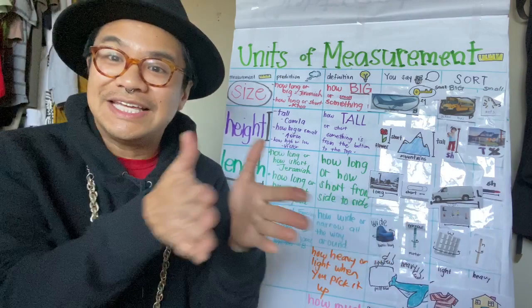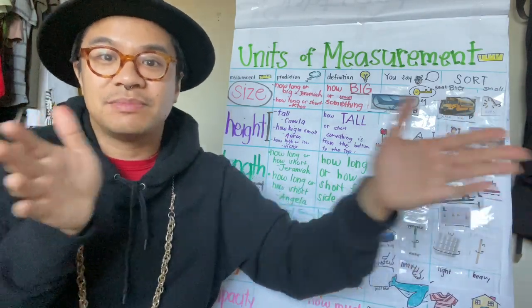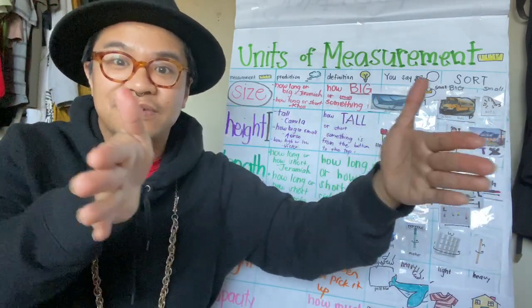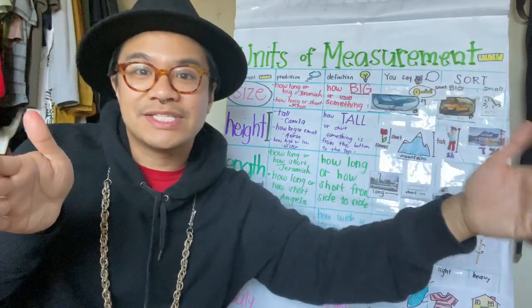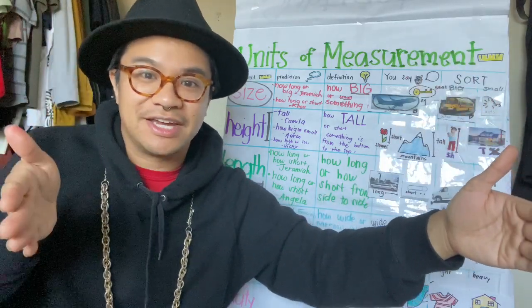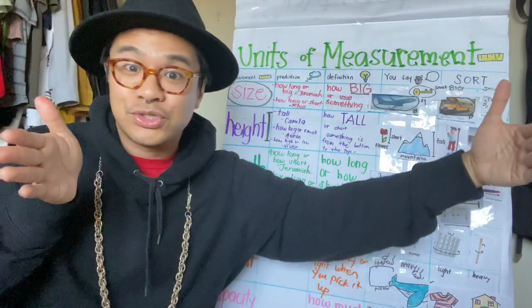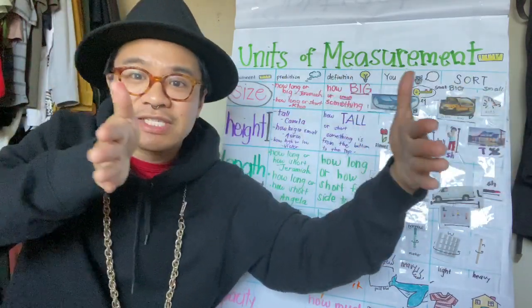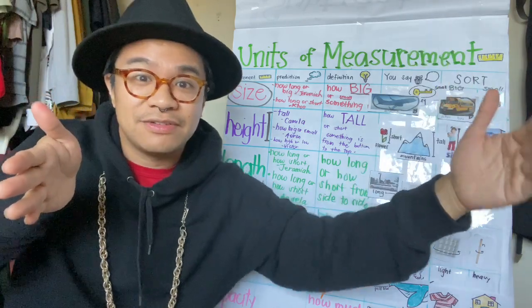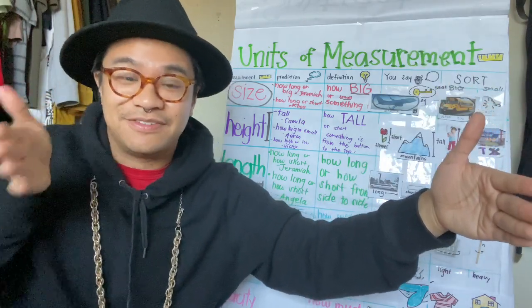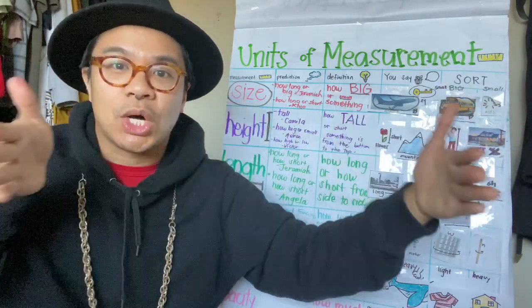One of them is long. So if something is long, that means there's a lot of distance from one side of the object to the other side. Just like a limousine or a van. They're super long because there's lots of distance from one side of the van to the other side of the van. The word is long.